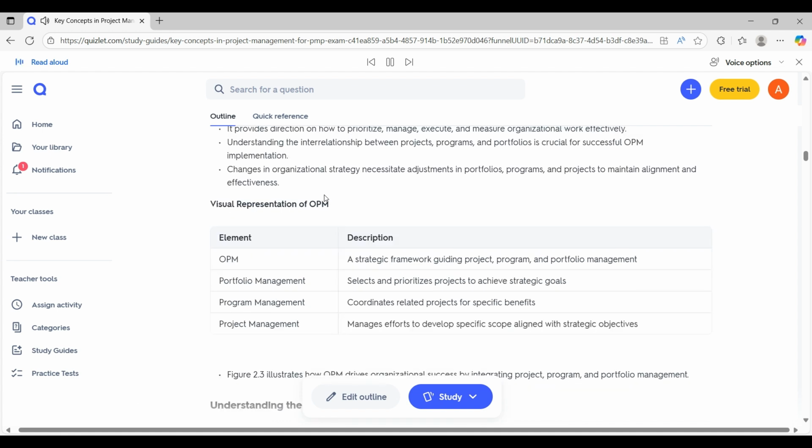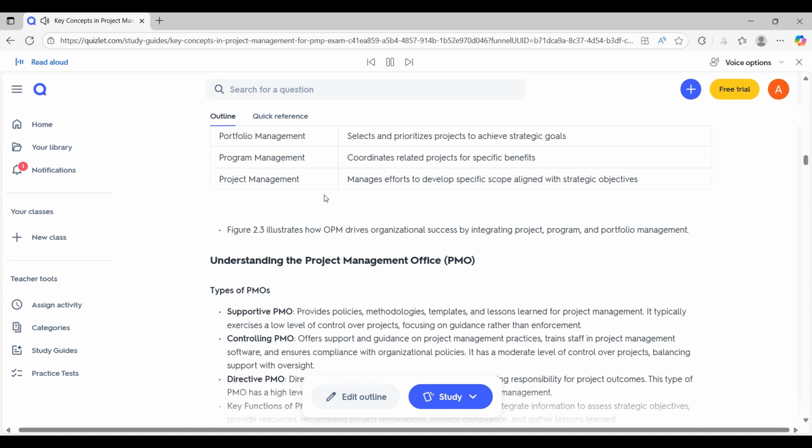Description. OPM: a strategic framework guiding project, program, and portfolio management. Portfolio management: selects and prioritizes projects to achieve strategic goals. Program management: coordinates related projects for specific benefits. Project management: manages efforts to develop specific scope aligned with strategic objectives. Figure 2.3 illustrates how OPM drives organizational success by integrating project, program, and portfolio management.